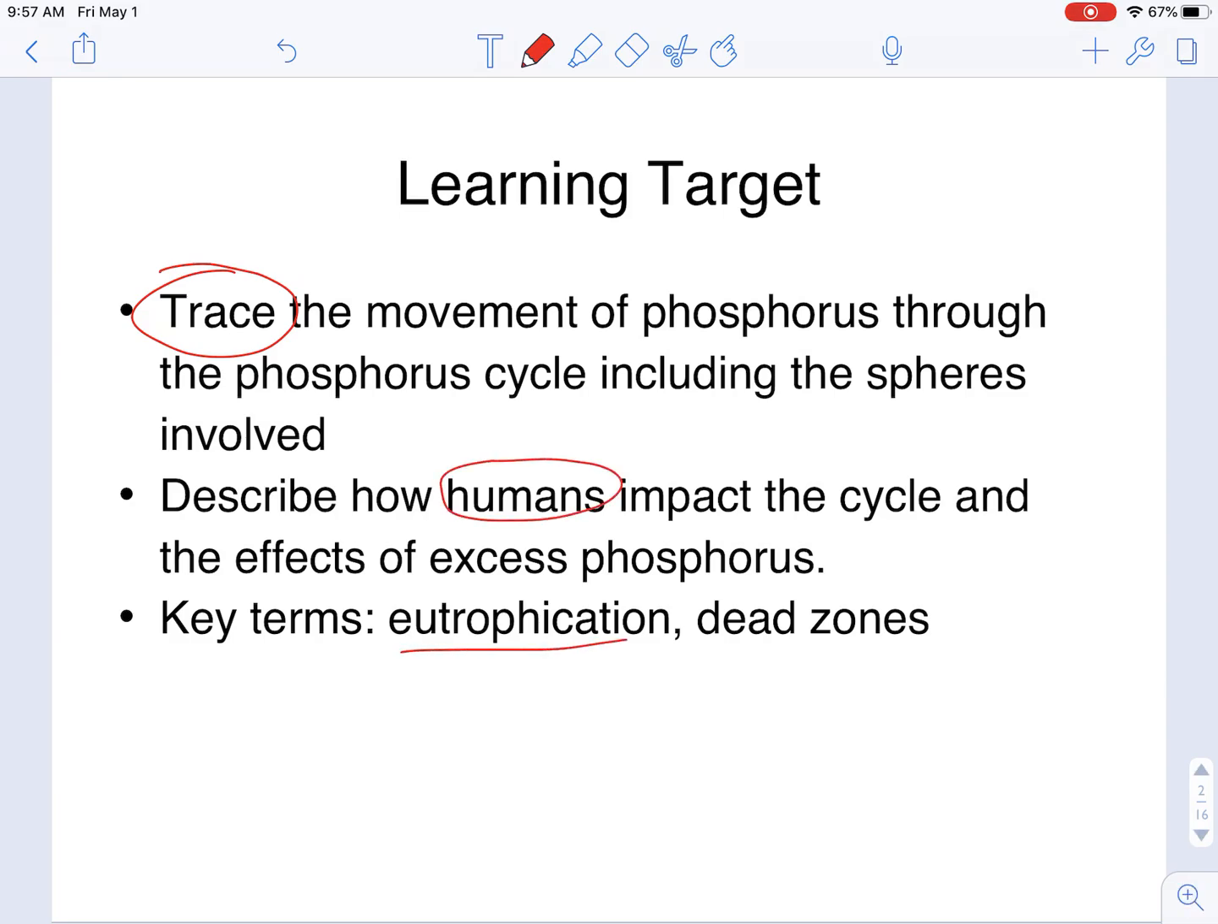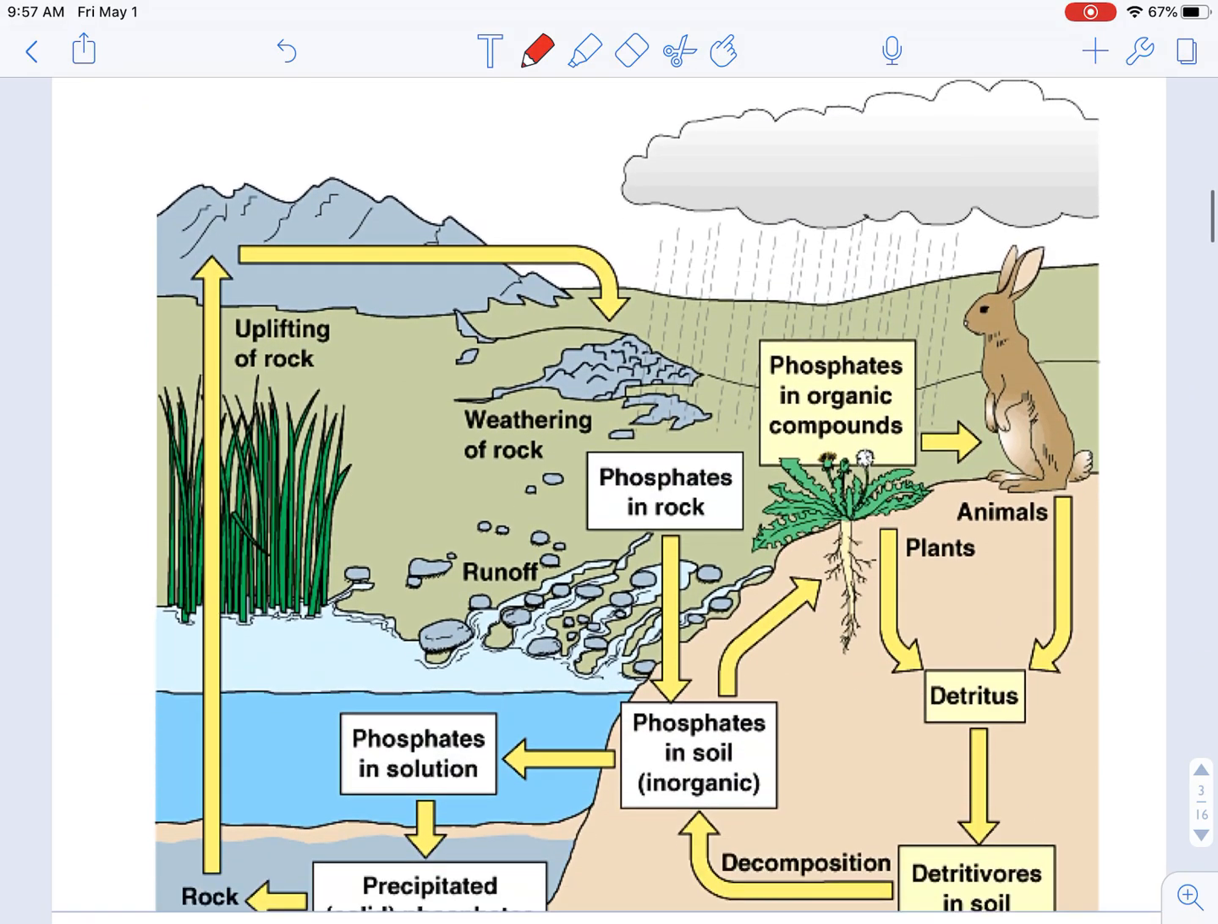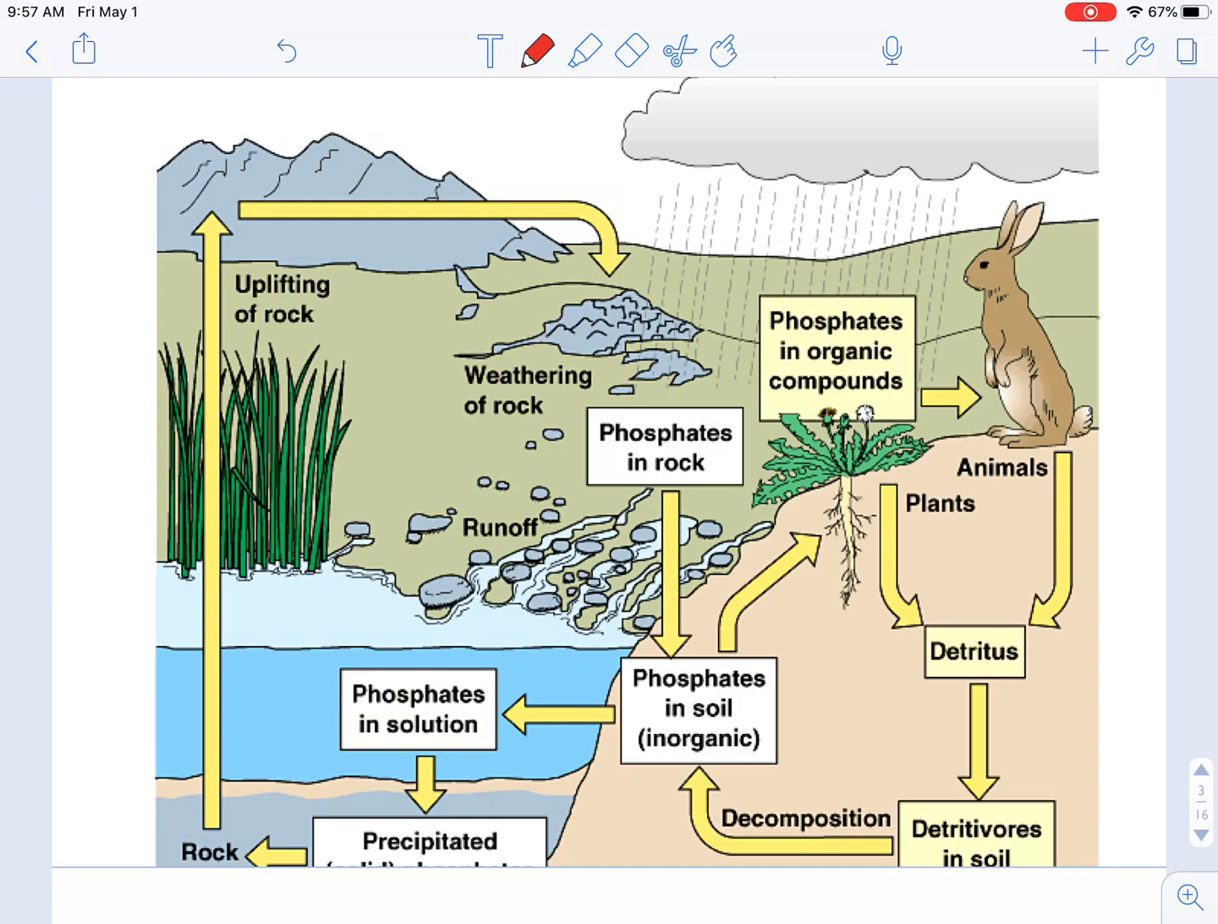And you're going to see words that you've seen before from other cycles. However, the phosphorus cycle is a little bit different, and you're going to see that right here in this particular phosphorus cycle diagram. So what I'd like you to do is pause the video and just look at this diagram and kind of see what similarities you see and what differences you see from all the other cycles that we've talked about so far. So I think after pausing the video, one of the biggest things that hopefully you notice is there's a sphere missing in this cycle.